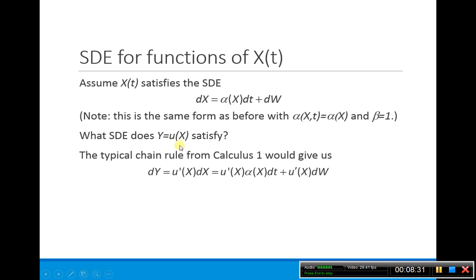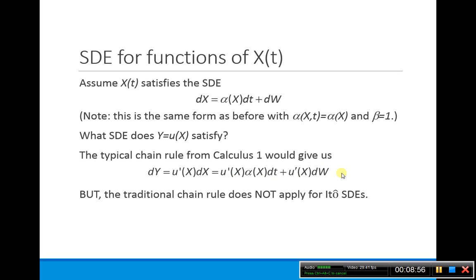So if we think about the chain rule, remember you have u of x here. Normally if you use the chain rule, you have u prime of x times dx. So this is normally the chain rule from calculus 1. Here, remember dx, if we just plug this in, then this would be what our typical chain rule would give us. The typical chain rule does not apply for Itô stochastic differential equations though.